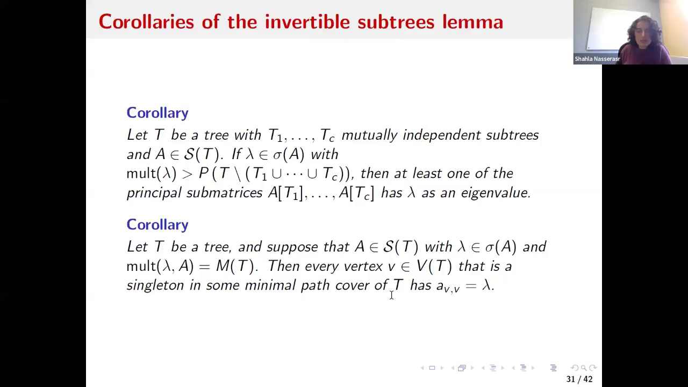And if you reduce this even further to one tree, you can say that if lambda achieves the maximum multiplicity for a matrix, then when we look at the path cover and obtain some singletons, lambda has to be a diagonal entry for those singletons. Similar to what we did before, but this time we are using the invertible subtrees lemma. So we will use all of these to give more restrictions on the eigenvalues of the matrix.